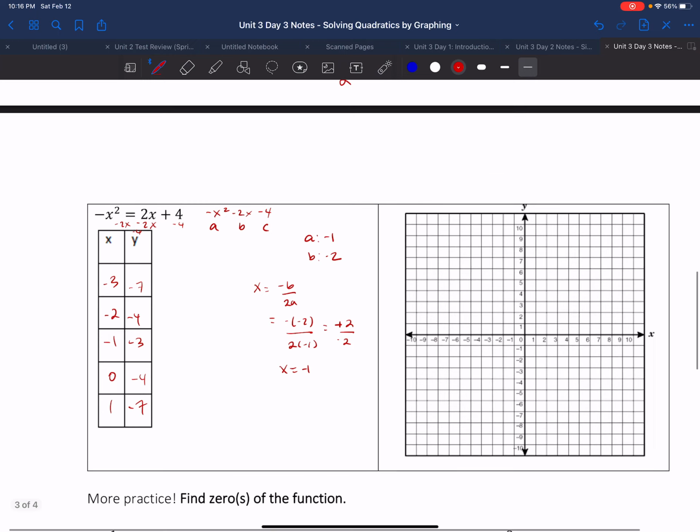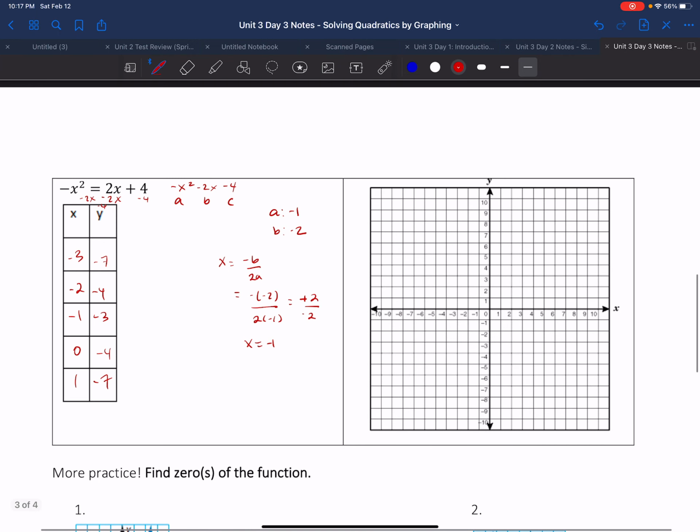Let's go ahead and plot everything. So (-1, -3) is right here. And (-2, -4) is right here. And then (-3, -7) is right there. And (0, -4) and (1, -7). I'm pretty satisfied with these points. And that's our answer.